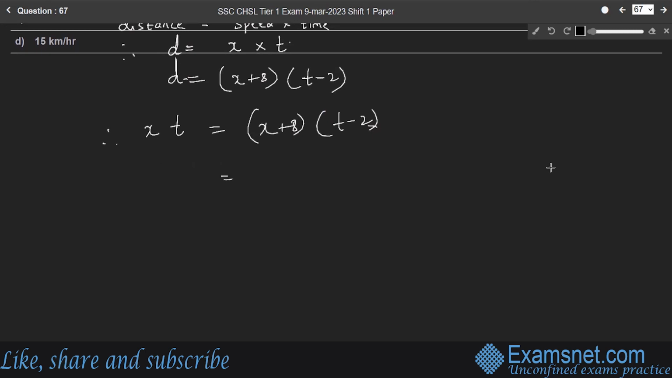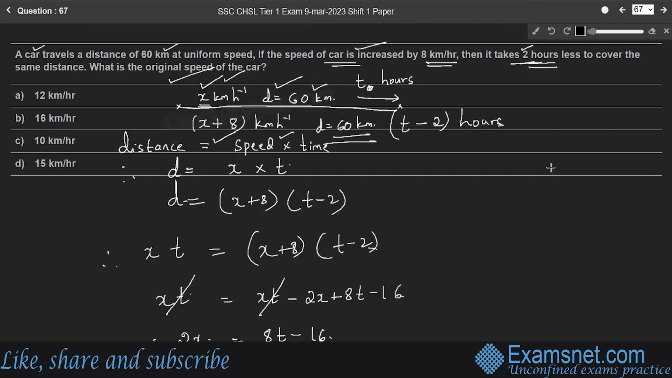Simplify it, right? So x into T minus 2x plus 8T minus 16, which is equal to x into T. We can cancel these x into T, right? Therefore, we'll take 2x to the LHS part. So 2x is equal to 8T minus 16. Right? So it is given that.